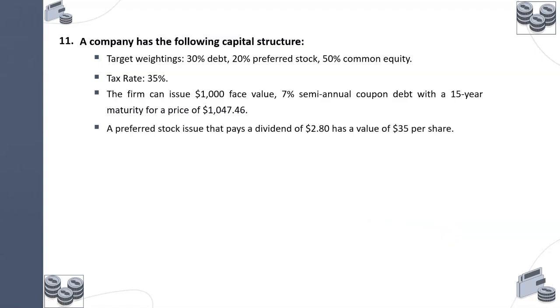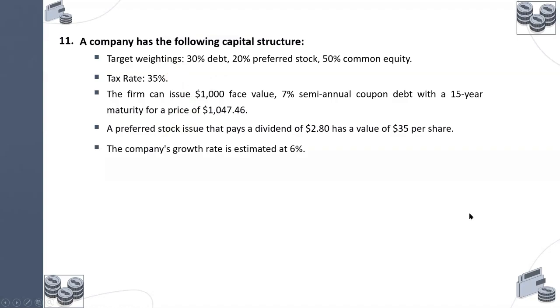Preferred stock issue that pays a dividend of $2.8 and has a value of 35. This is a direct calculation. 2.8 divided by 35. This will be the return to the investor in our preferred stock, and it will be the cost of the preferred stock to the company.